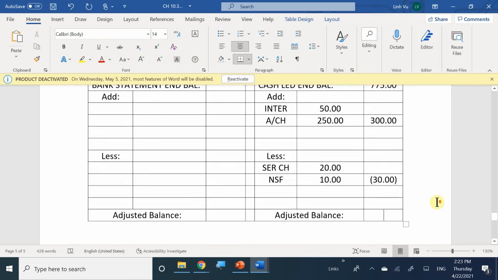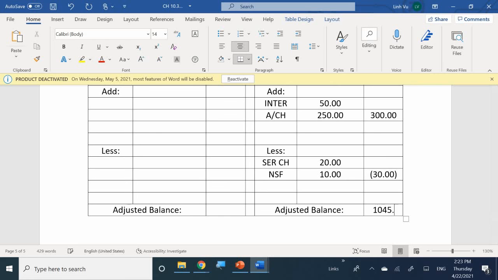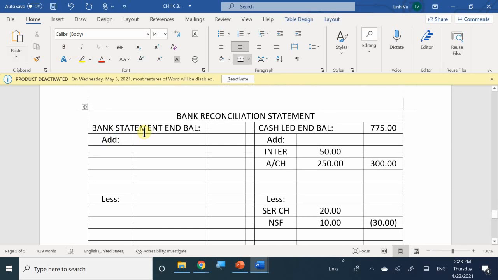1045? 1045. Perfect. Okay. So let's hold on to that number because that number may not be accurate. Right? So let's go ahead and take a look at our bank side.